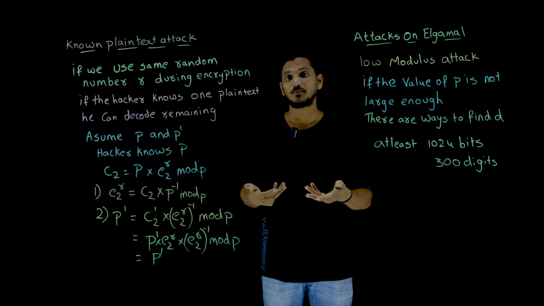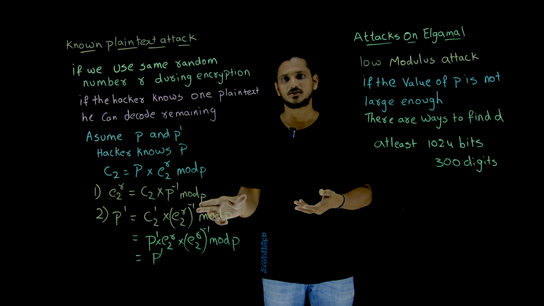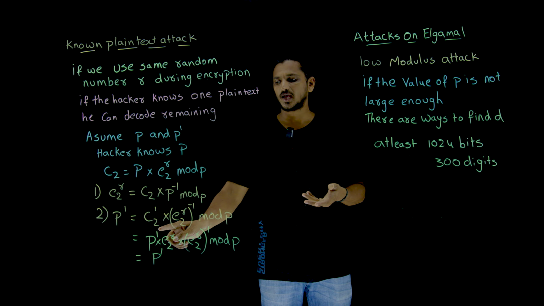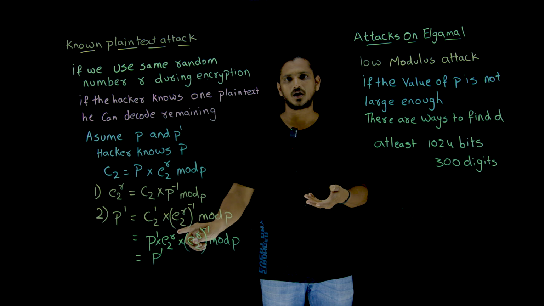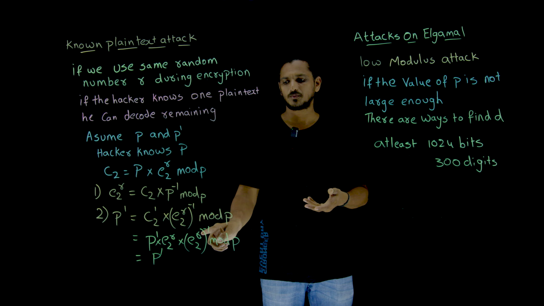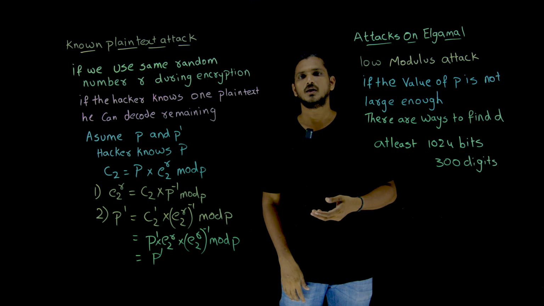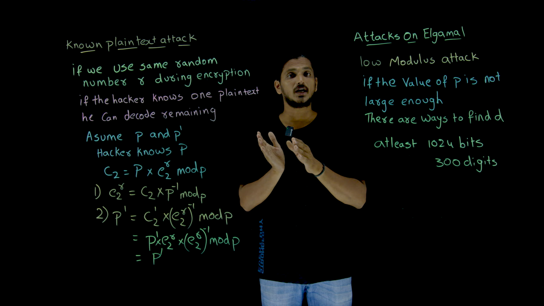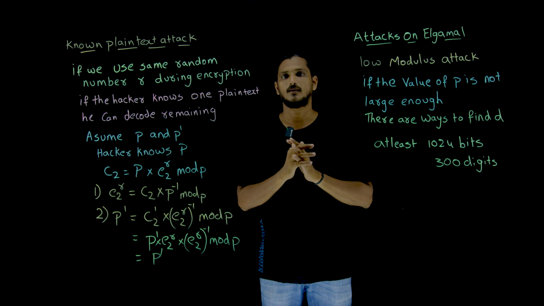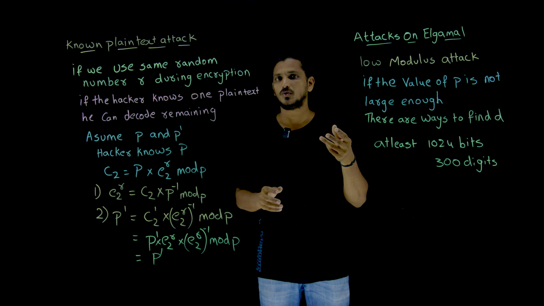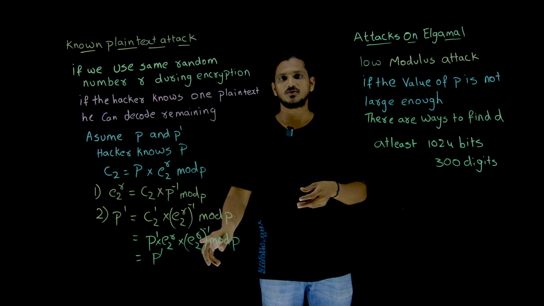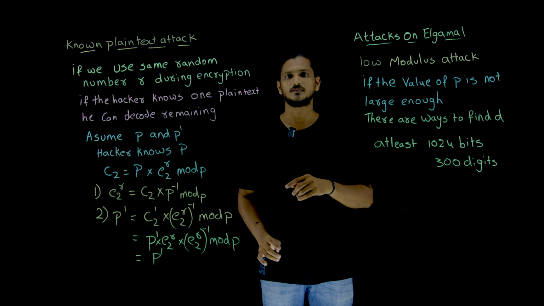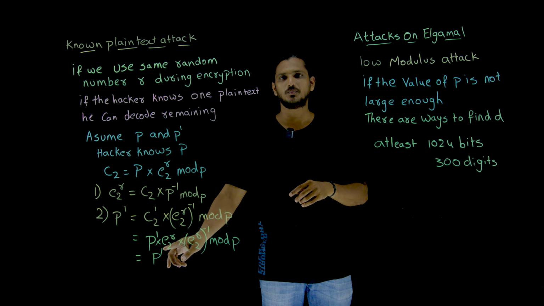Why do we get the P dash value? Inside C2 dash, there is P dash multiplied by e to the power R, multiplied by e to the power R whole inverse. We know all these are generated based on the ZP star multiplication modulo. So x times its inverse is 1, leaving P dash. That's why we get the P dash value.